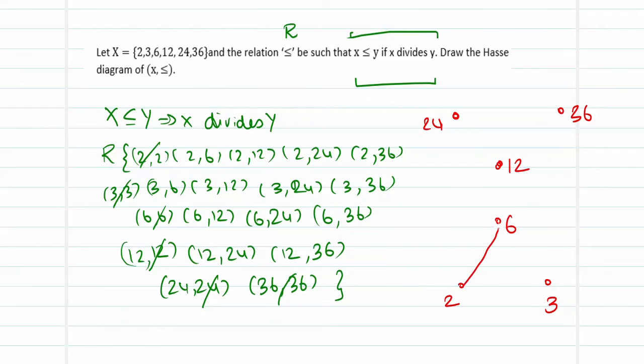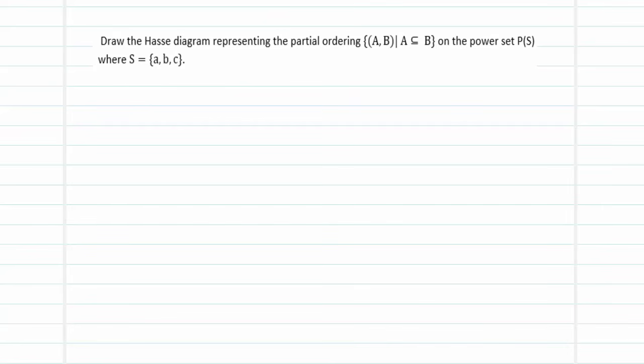So the flow will be 2 divides 6, 3 divides 6, 6 divides 12, 12 divides 24, and 12 divides 36. So this will be the final Hasse diagram if I consider all the 3 conditions that have been formed.